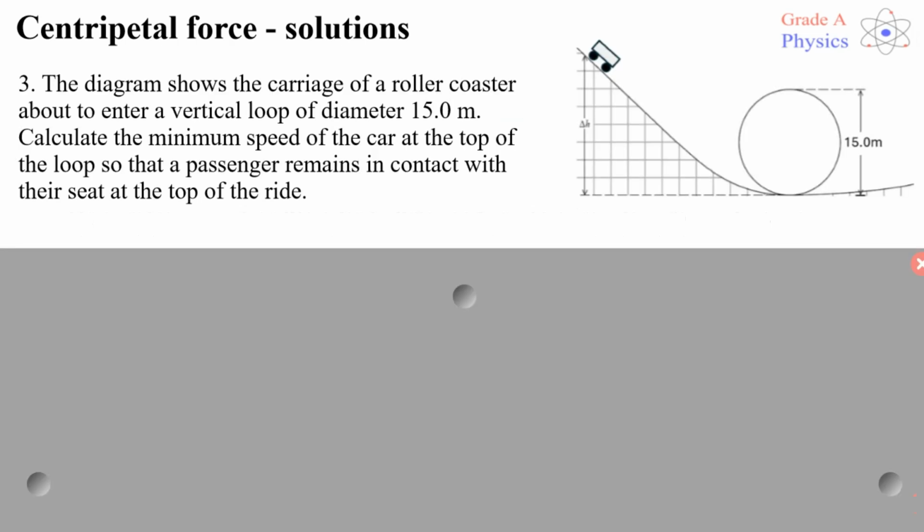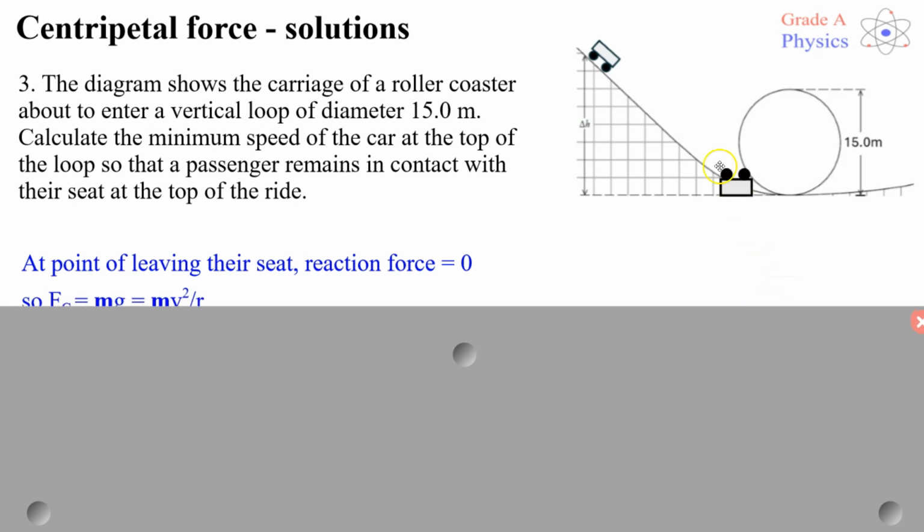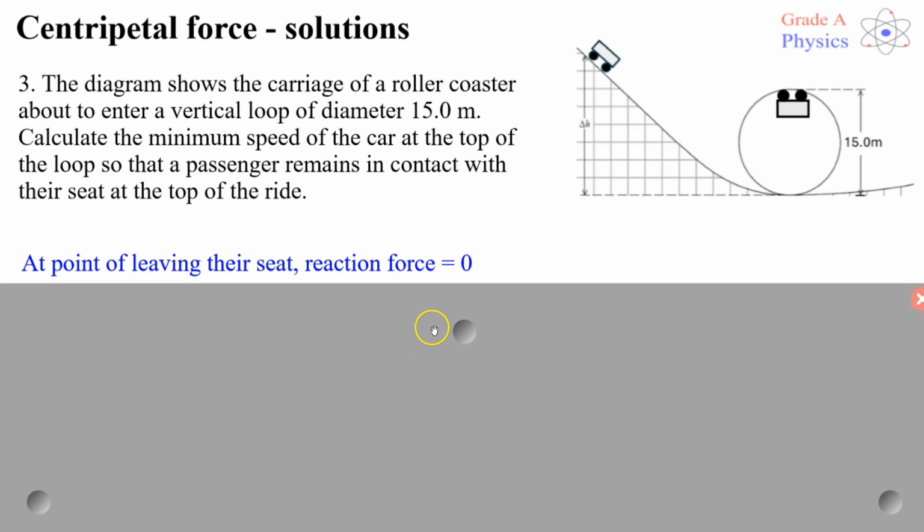Question 3, another very typical question that you might see in the exam. So we've got a roller coaster. We've got our vehicle here, which is going to go all the way down, and then it'll be at this point here, upside down. So it says find the minimum speed that the passenger remains in contact.